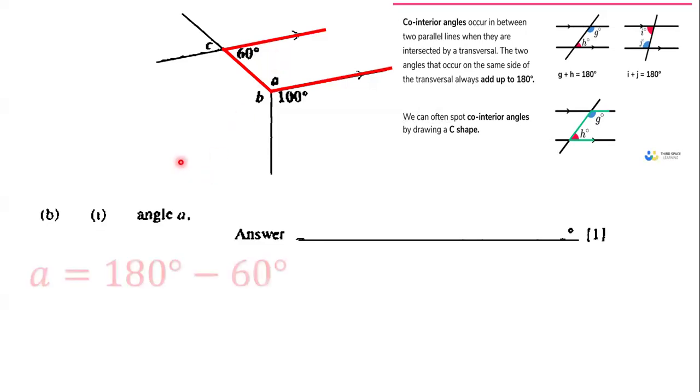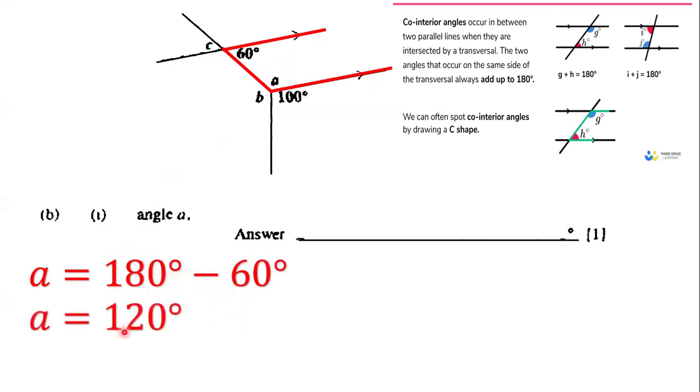And so that means in order to figure out the size of angle A, we're going to take 180 degrees minus 60. What is 180 degrees minus 60? Well, 180 degrees minus 60 is definitely 120. And so that means that the size of angle A is actually 120 degrees.